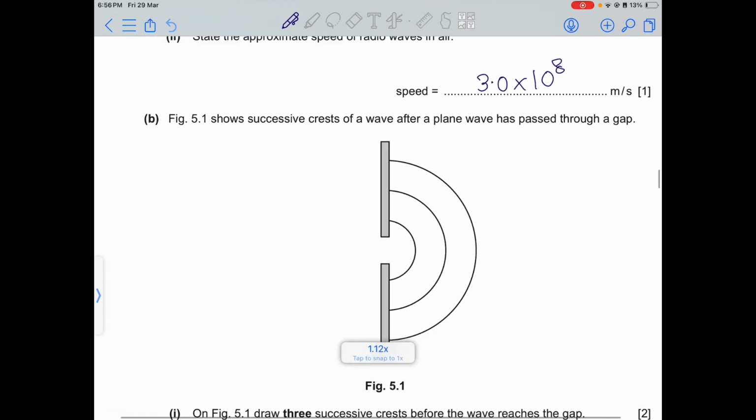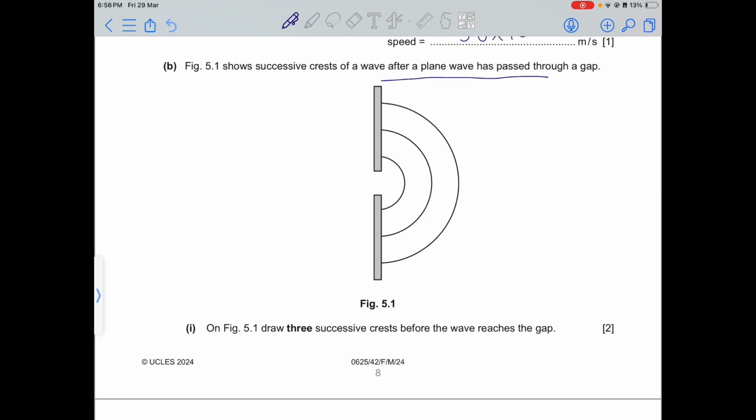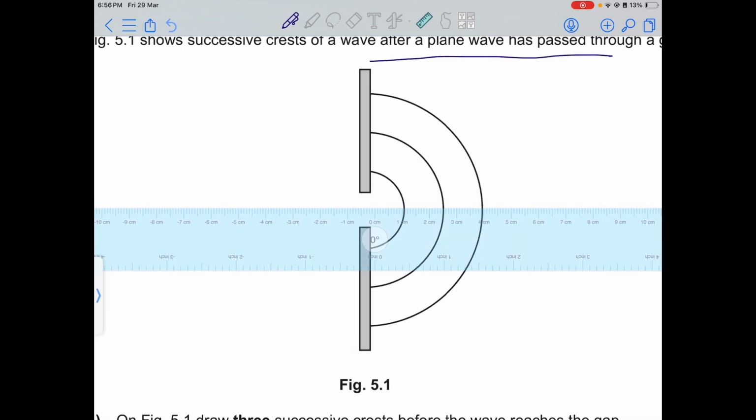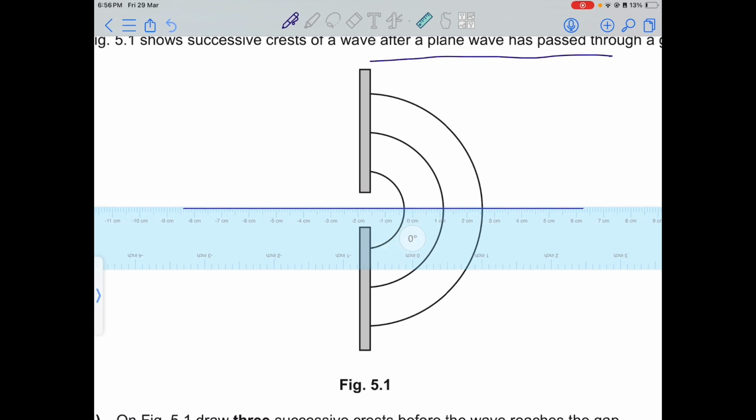Then it says figure 5.1 shows successive crests of a wave after the plane of partial gap. Draw 3 successive crests before. Now, most of the time, this question comes that before is given and after is given, but here they've changed it. It's a simple thing. What you do is, first you take your ruler and you draw a perpendicular line passing approximately through the gap, because this is the line that you would use to guide your lines. You will calculate the wavelength, which is, I believe here, 1.4 centimeters. Let me just check. It just has to be very by eye, so 1.4 centimeters.